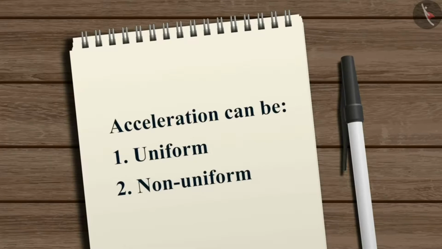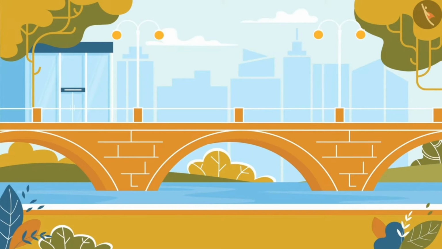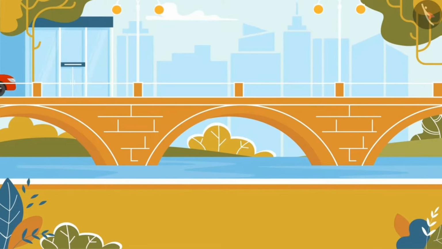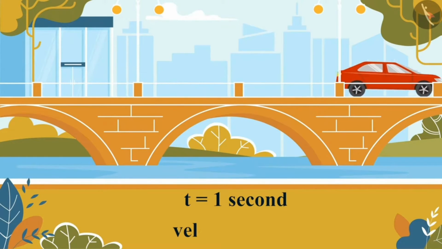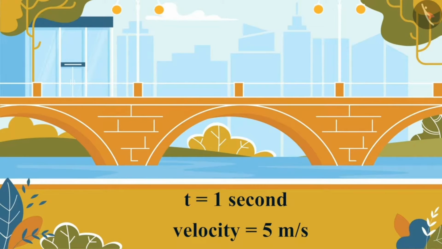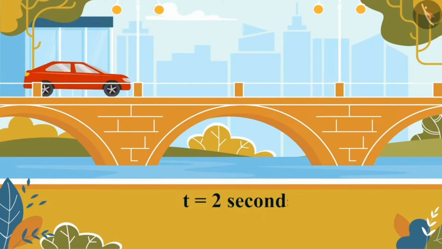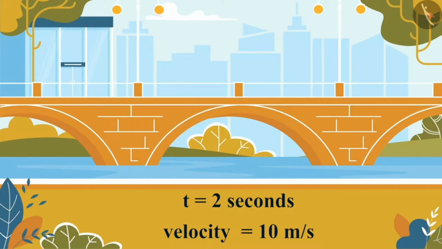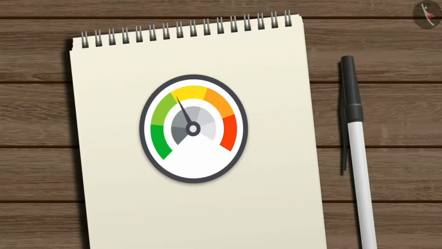Here also, acceleration can either be uniform or non-uniform. Suppose a car starts from rest, it starts moving on the straight road with a constant acceleration of 5 meters per second square. The velocity of the car at t equal to 1 second is 5 meters per second. At t equal to 2 seconds, velocity is 10 meters per second, and so on. As its velocity is increased by an equal amount in equal time interval, the acceleration is said to be uniform.